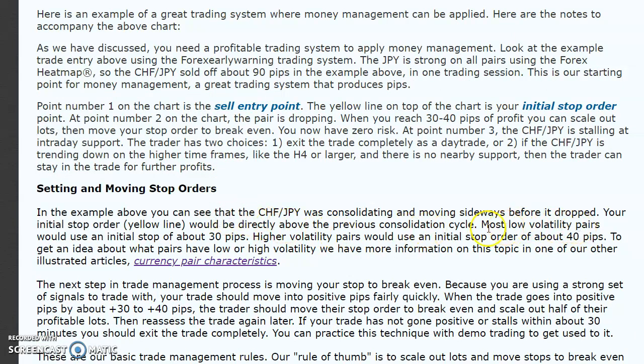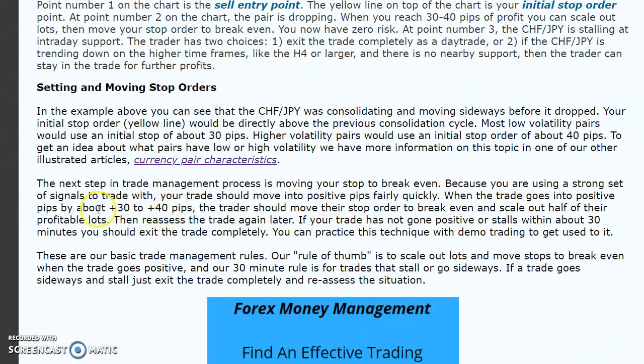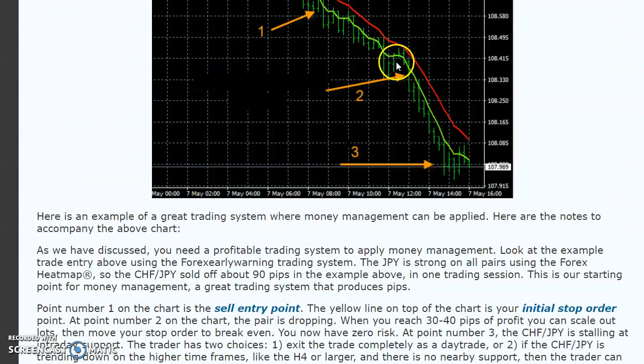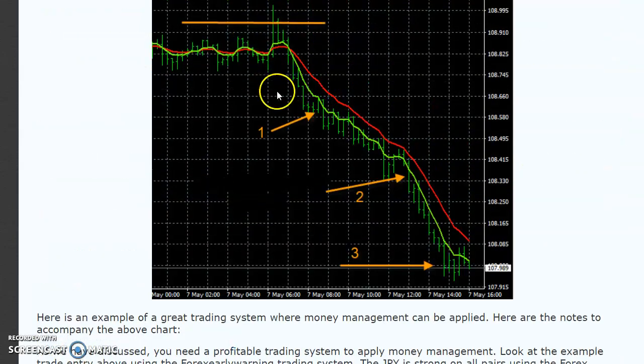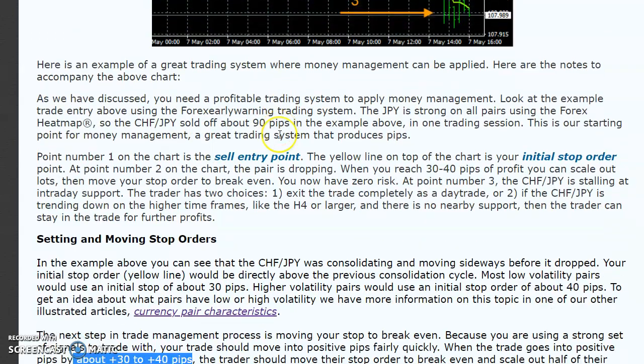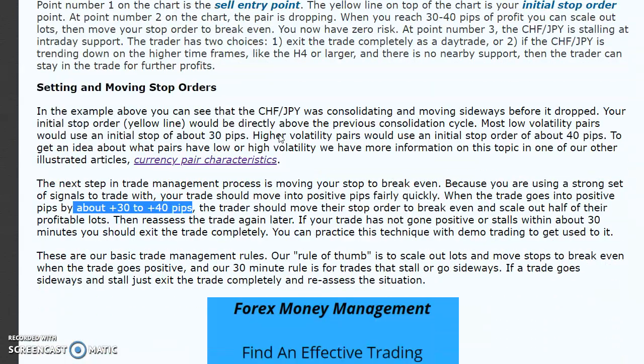Your initial stop will probably be around 30, 35 pips on a pair like the Swiss yen, and on much more volatile pairs it'll be slightly higher. That's your initial stop. Your plan is to move the stop to break even as soon as the currency pair moves down by about 30 to 40 pips at point number 2. You move your stop down to break even. Then you have a zero risk trade. This is zero risk, okay?